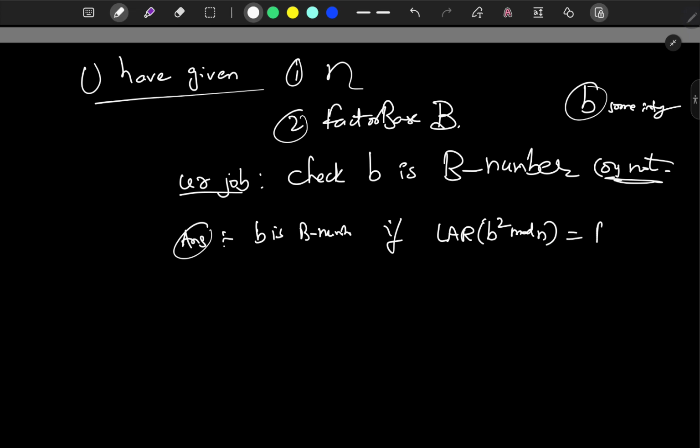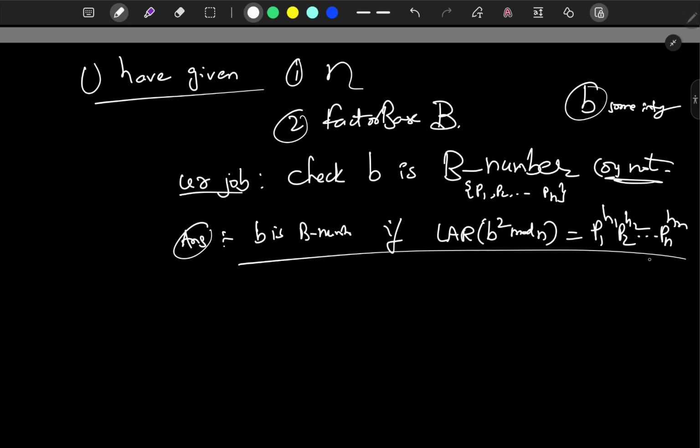In the factor base means, let's say the factor base is p1, p2 and so on up to pn. If we can express this in the factor base, meaning p1 power h1, p2 power h2 and so on, pn power hn, then you can call the small b a B-number. You understand my point, what I mean to say?